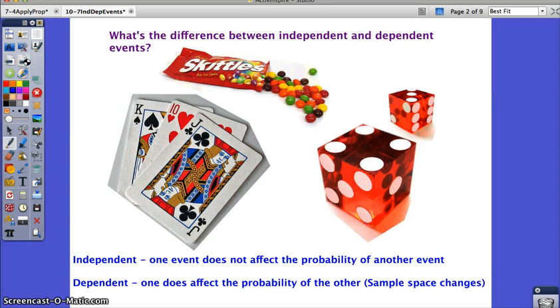Any type of problem dealing with cards or Skittles or dice, maybe you're doing more than one roll or more than one pick, is a compound event. But depending on the wording, it could be independent or dependent.